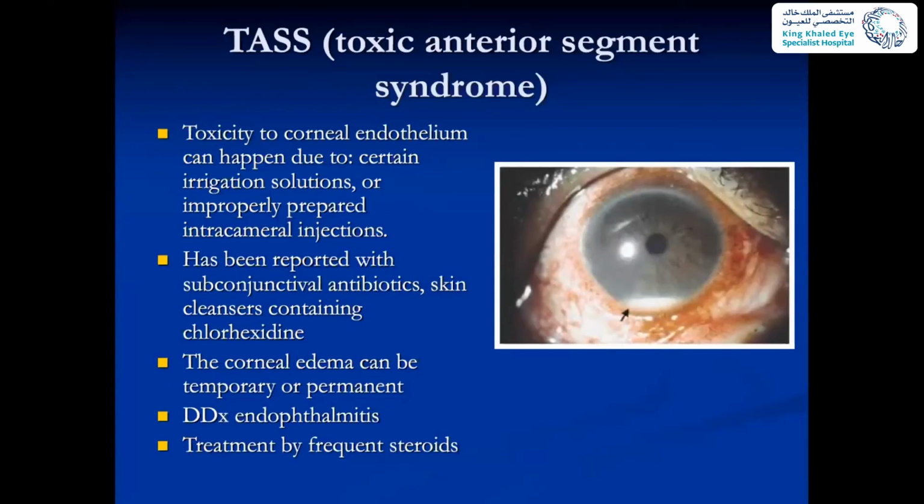It is toxicity to the corneal endothelium that can happen due to certain irrigation solutions. If you don't use the advised irrigation solution inside the eye, or use an improperly prepared intracameral injection, either intracameral acetylcholine or intracameral cefuroxime, or if it is not prepared in the proper concentrations, it might cause toxicity to the endothelium. It has also been reported with subconjunctival antibiotics and skin cleanser containing chlorhexidine, and the corneal edema can be temporary or permanent. This can actually resemble endophthalmitis, with a severe reaction inside the anterior chamber with corneal edema. Sometimes this severe reaction can also cause hypopyon. So we have to differentiate between it and endophthalmitis and treat it with frequent topical steroid.